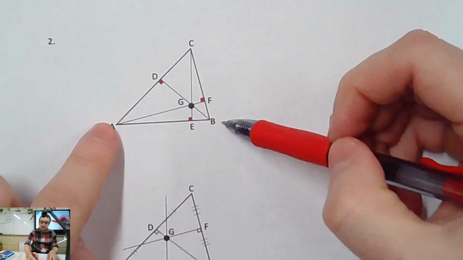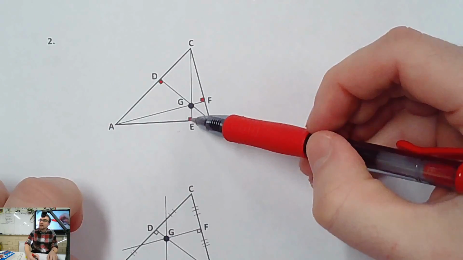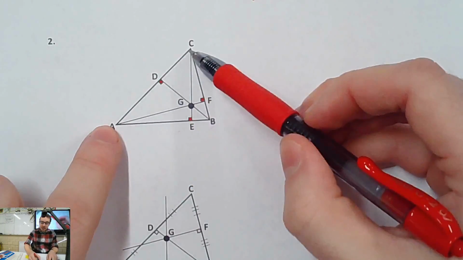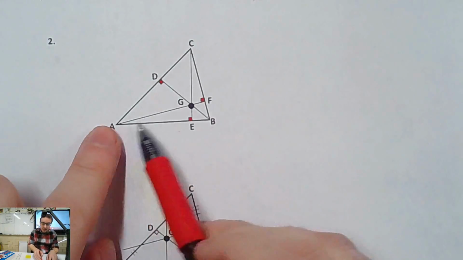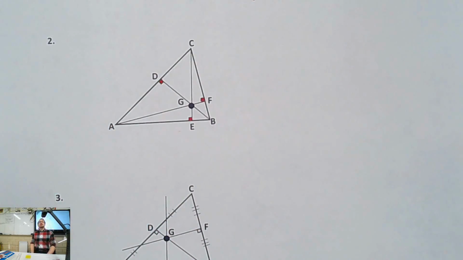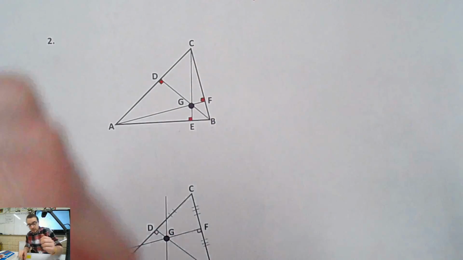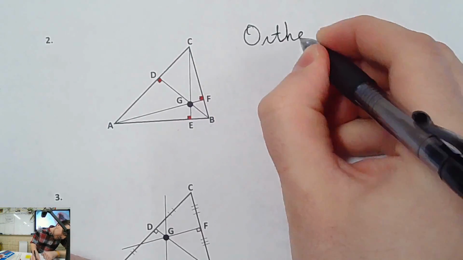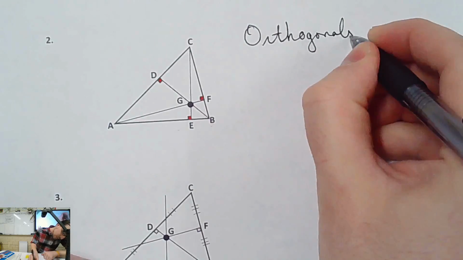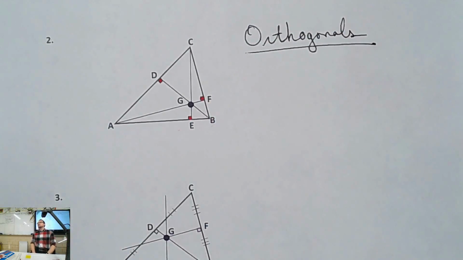So when this is the base, AB, CE is the height. When AC is the base, then DB is the height. When CB is the base, then AF is the height. So those are all the heights, all the orthogonals. So these are orthogonals. You can also call them heights or altitudes. Or perpendiculars. All mean the same thing.